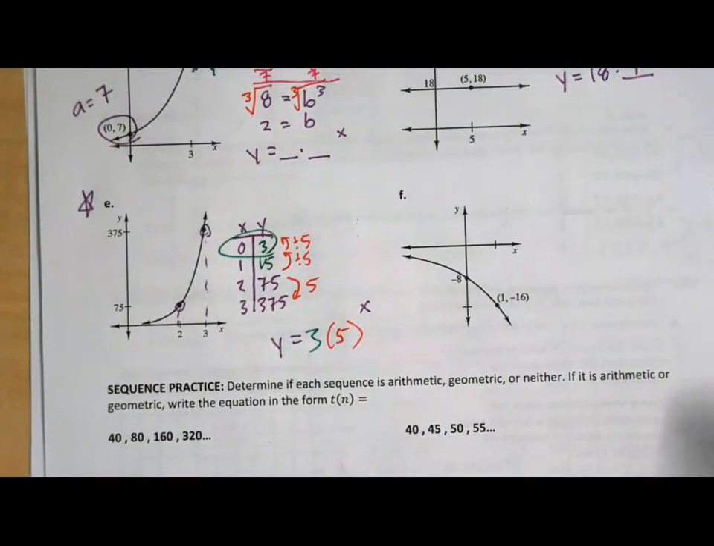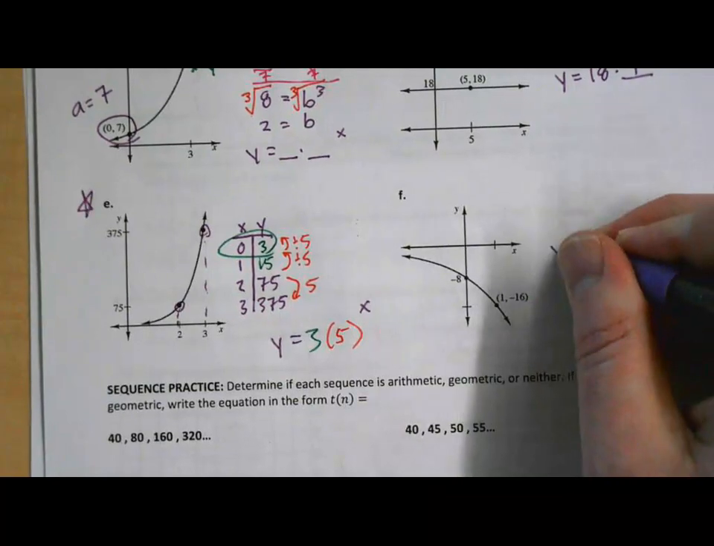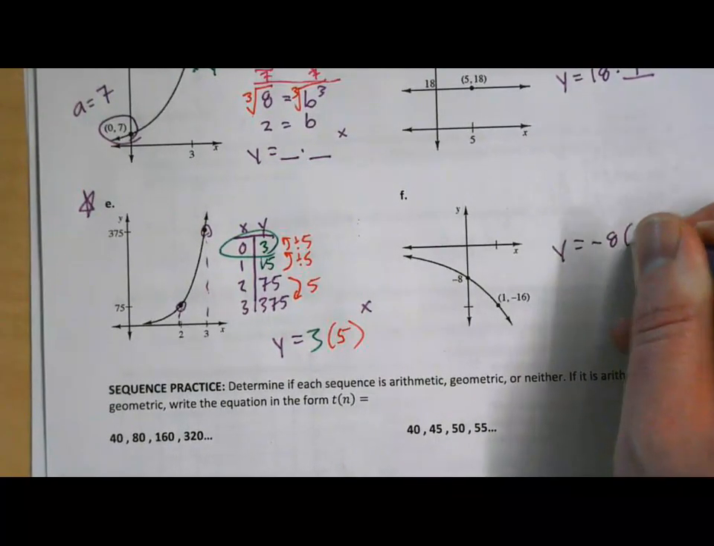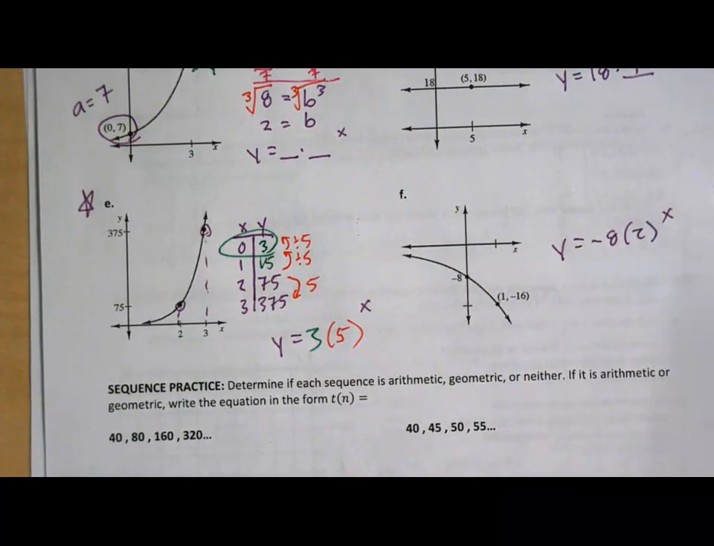This one ended up being just like the two problems that we did together. The only difference is that b was negative. So I'm not going to go through all the steps again, but I know our answer was y equals -8 times 2 to the x power.